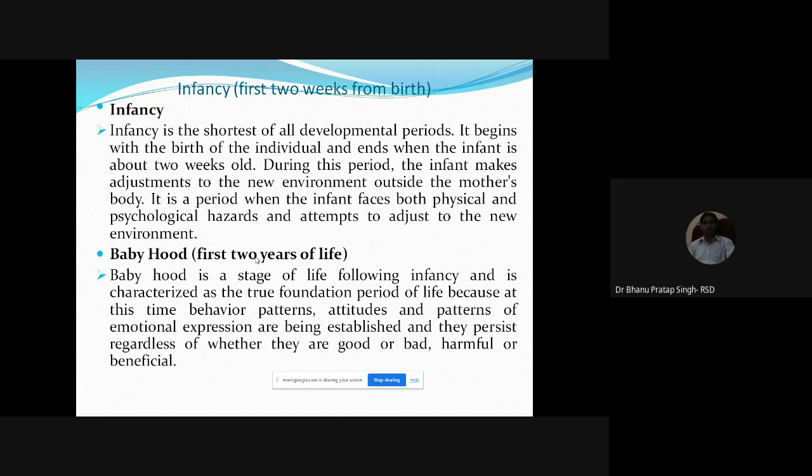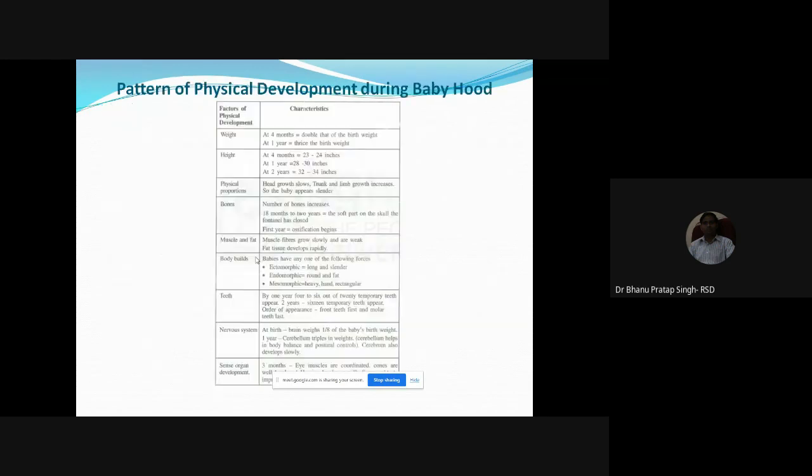Babyhood is also divided. If you remember, earlier I shared a chart wherein different ages were discussed, and the length and weight of the child were defined. This is being presented again for your information.